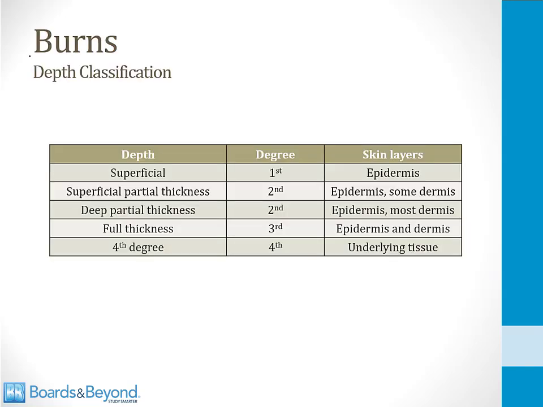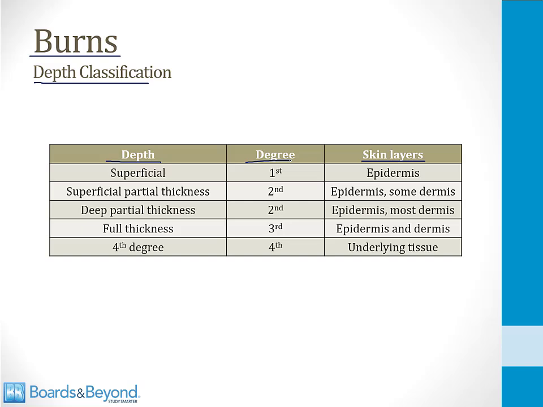Now let's talk about burns, which refers to thermal injury to the skin. And one way to classify burns is based on the depth of the injury, meaning how many layers of the skin are involved. If you look at this table on the slide here, I've described the depth of the injury in this column and the skin layers that are involved in this column. And in the middle, I've listed the degree of the burn. So we used to describe burns as first, second, or third degree.